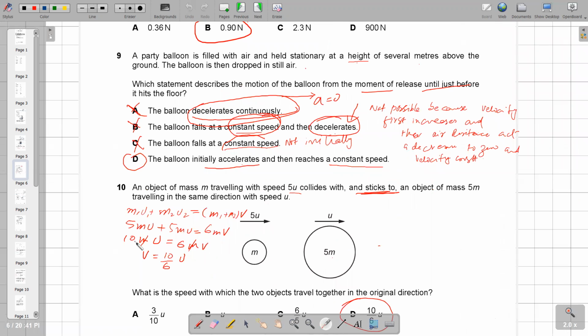5mu plus 5mu is 10mu, and m1 plus m2 is 6m. So m is cancelling with m, so v will equal 10 over 6 u. So option D will be the right answer.